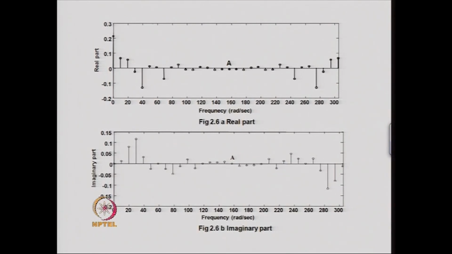Therefore, the An square plus Bn square values on the left-hand side of this point and on the right-hand side are the same. We do not get any additional information from the right-hand side. Similarly, the phase that we calculated, that is tan inverse Bn by An, remains the same for the two parts on either side. So we consider only up to this frequency to plot the Fourier amplitude spectrum.